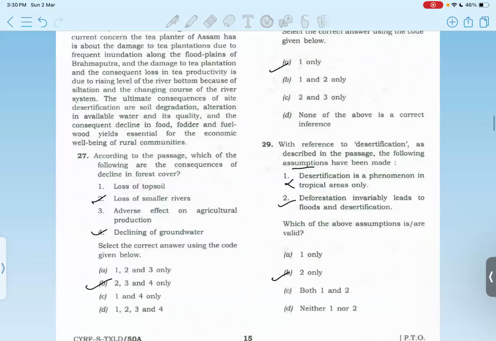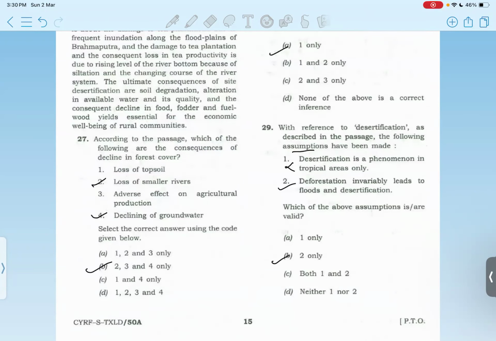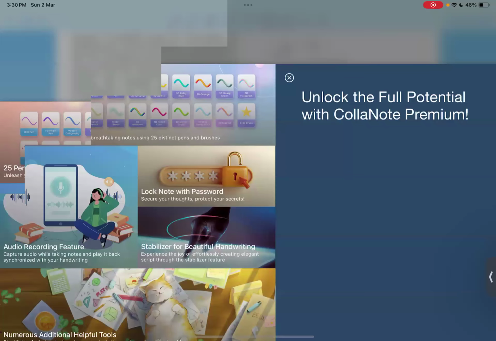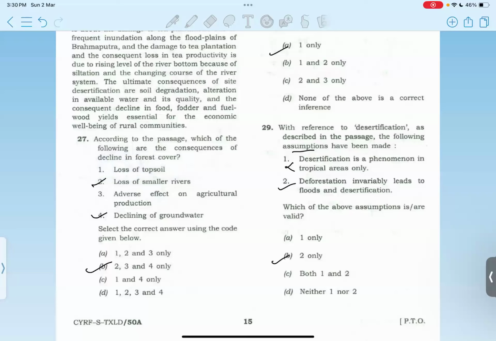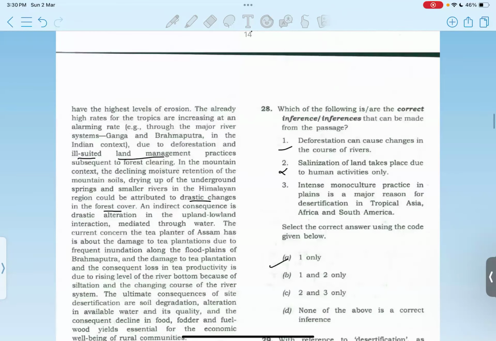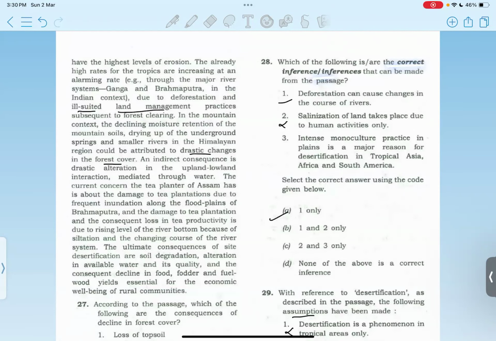So question 27, according to the passage, which of the following are the consequences of decline in forest cover? We have to ensure that whatever is mentioned in the passage, we choose that option only. So I went with 2, 3, and 4 because 1 is not clearly mentioned, although it is a consequence. But let's see what is the right option. 2, 3, 4 I've marked. Option D, it says D, okay. Then 28th, the correct inference that can be made from the passage. So only one, A option.